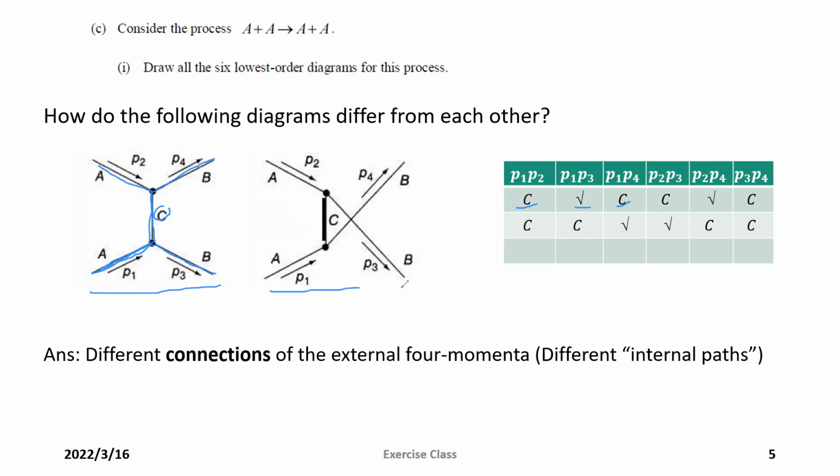And for the second diagram, you can do the same thing. So for example, P1, P2, they are connected by the C lines. And P1, P3 is also connected by C, and so on. And you can see that these two diagrams have different connections from this table. So that's why we consider them different diagrams.